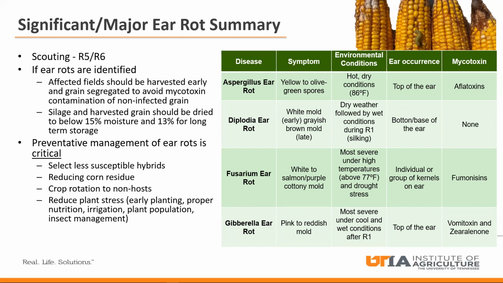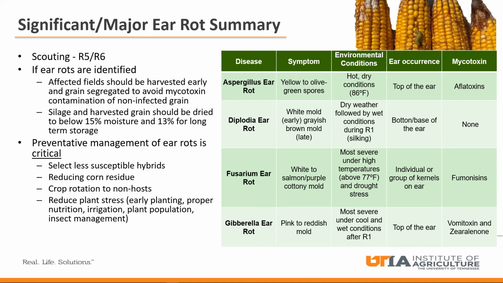And also when you are trying to salvage grain that has ear rots in it and possibly mycotoxins, you can target those fields to harvest them first and then dry them within 48 hours down to at least 15% moisture. That stops the pathogen from continuing to make any mycotoxins. It won't reduce what was already there, but it will stop it from producing any more. And for long-term storage, it needs to be down to 13% moisture.